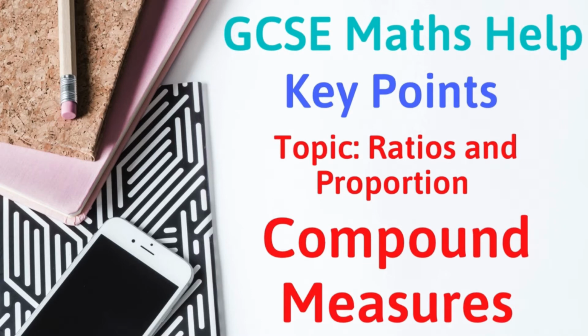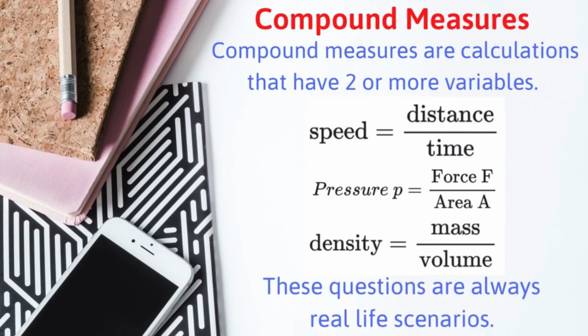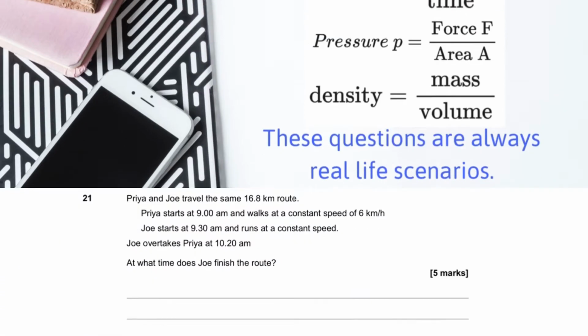Today we're going to be looking at compound measures and the key points you need to know for your exam. Let's get started. Compound measures are calculations that involve two or more variables. For example, speed equals distance divided by time, pressure equals force divided by area, and density equals mass divided by volume. These questions are always real-life scenarios.